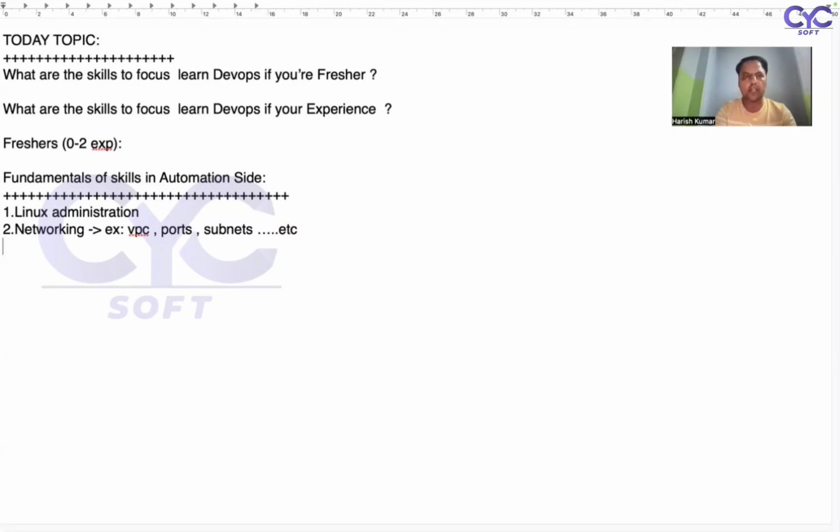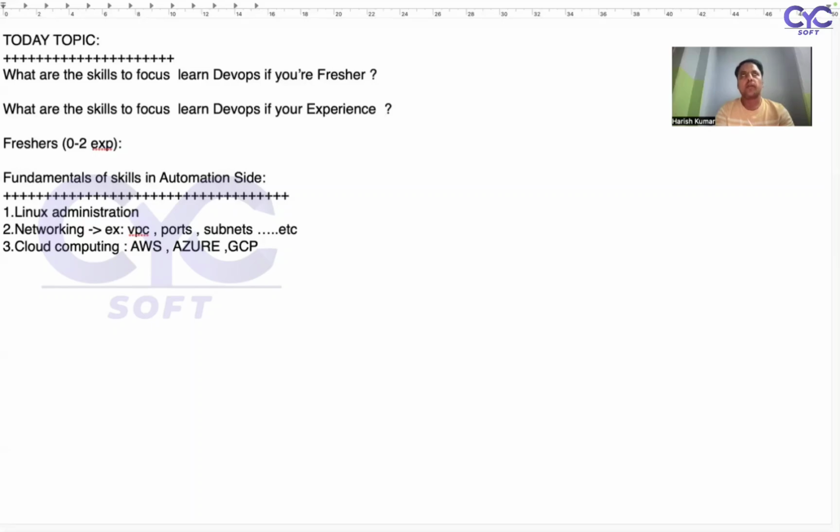Next, the third one is cloud computing. You need to learn cloud computing. You definitely need to understand what cloud actually is. If you are an automation engineer, you definitely need to learn cloud computing also. In cloud computing, you can go with AWS, Azure, or GCP. If you are an automation engineer, you can go with any of these skills, AWS or Azure or GCP.